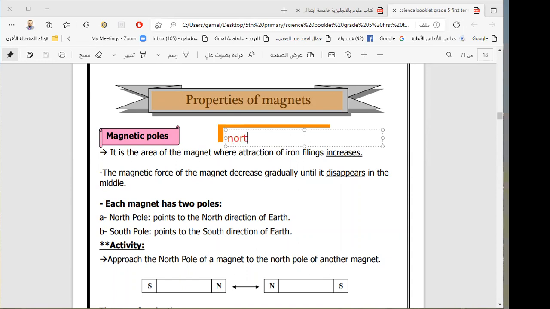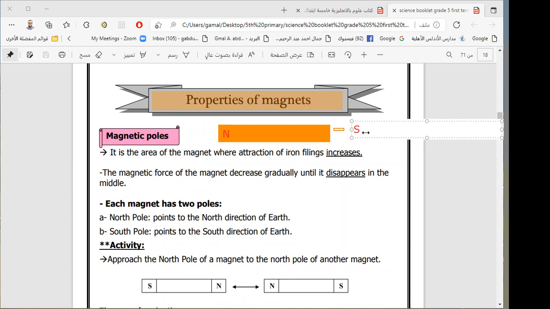North, because it is always directed to the north, and south. The north pole is always directed to the north, and we prefer to color it in red, okay? And the south pole, we prefer to color it in blue.